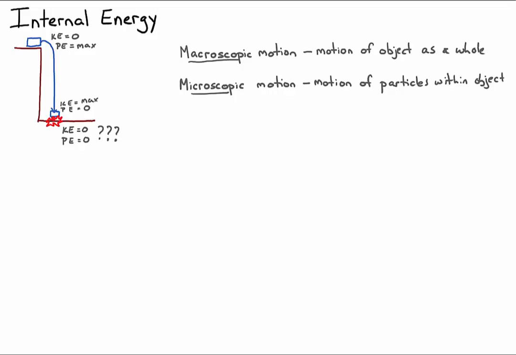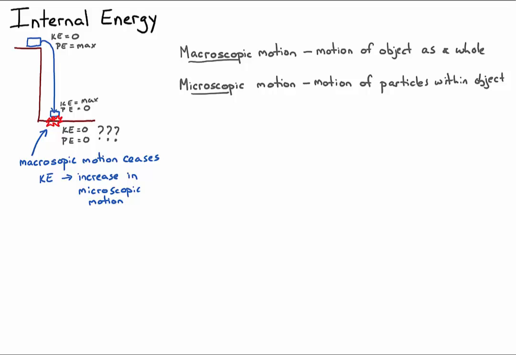So when that object hits the ground, the macroscopic motion ceases. It's not moving anymore, so it actually doesn't have any more macroscopic, if you like, kinetic energy. So what we have instead is an increase in the microscopic motion. And what this looks like is the atoms in both the box and in the ground that it hits are vibrating or moving more rapidly. And so we've got a transfer of macroscopic kinetic energy into microscopic kinetic energy.